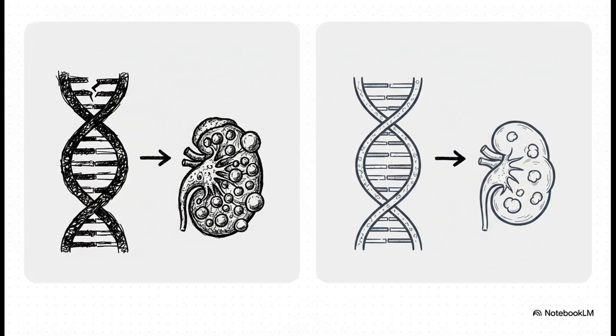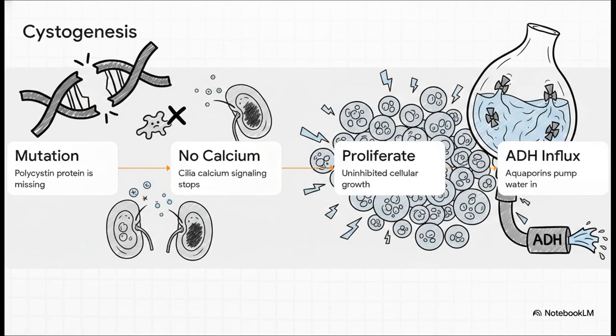But how exactly does a tiny mutated gene turn an entire kidney into a giant mass of cysts? Let's look at exactly how this builds molecularly, step by step. Step 1. That genetic mutation we just talked about means the body has missing or broken polycystin proteins. Step 2. Normally, these polycystins sit on the little antenna of the kidney cells, called cilia, and they control calcium signaling as fluid flows by. Without them, that signaling is just utterly absent. Step 3, because calcium is normally the signal that tells cells to stop growing, the lack of calcium leads to uninhibited cell proliferation. The tubular cells wildly multiply and create these blind sacs.